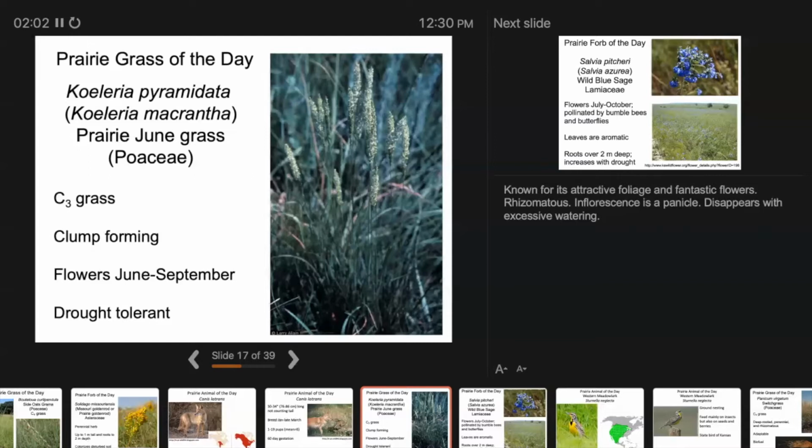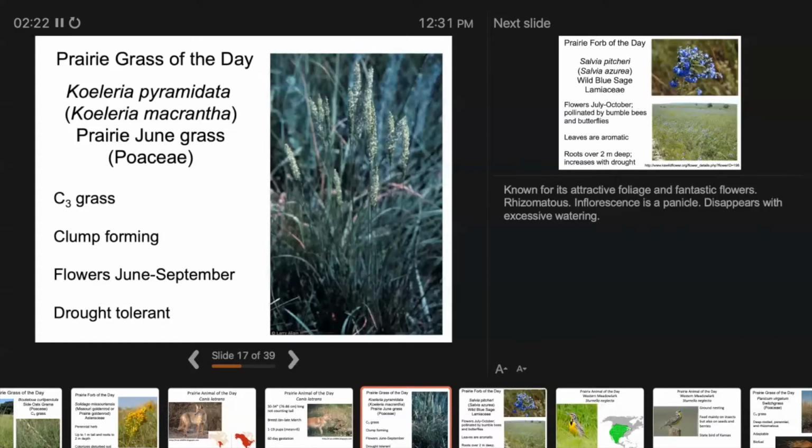So our prairie organisms of the day, let's start with the grass. So far, I think all the grasses we've shown you have been what we call C4 grasses, grasses that typically do better in drier or more water-stressed environments. This is a C3 grass, Koeleria pyramidata.